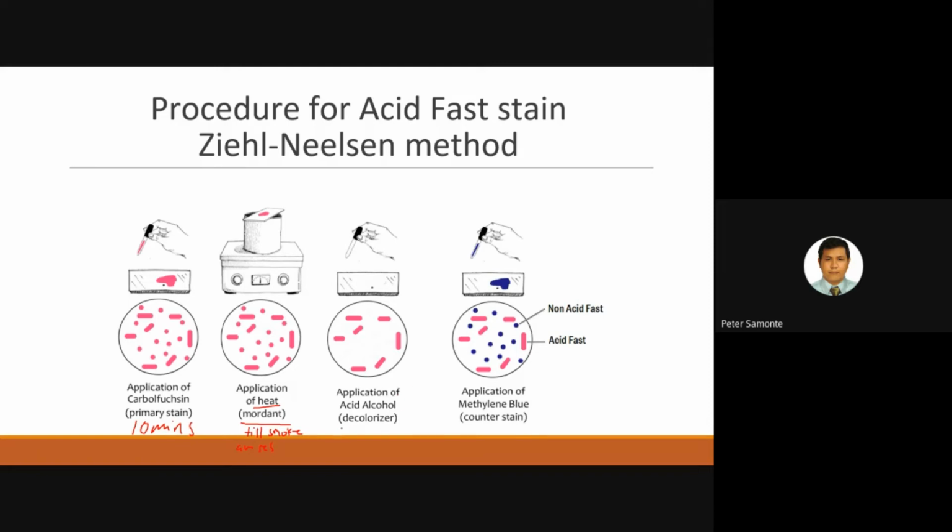Then you would add your decolorizer. After that, you would add your methylene blue. That's your counter stain. So in the Ziehl-Neelsen method of your acid fast stain, class, you would have carbolfuchsin as the primary stain, heat as mordant, decolorizer is your acid alcohol, and your methylene blue as your counter stain. So here, class, acid alcohol is a combination of HCl and ethanol. Any question?